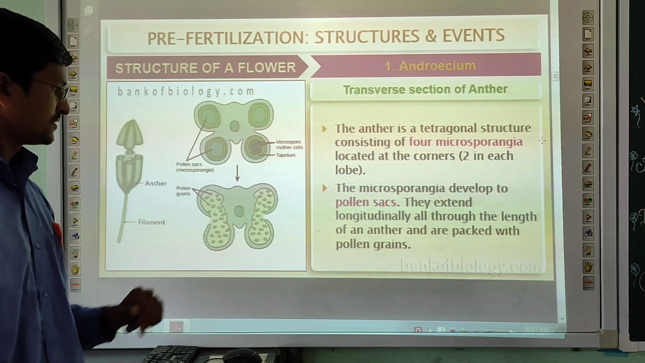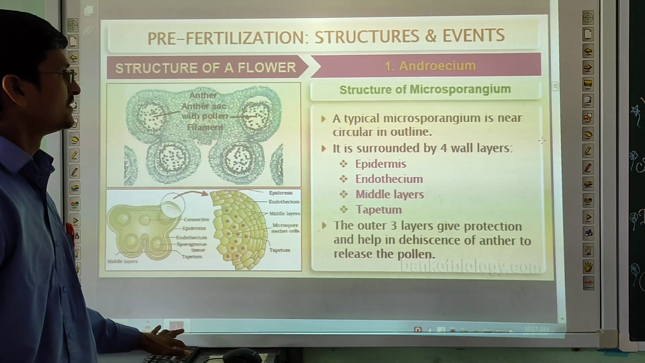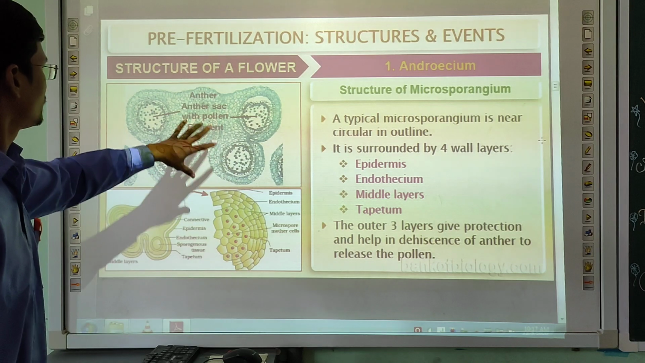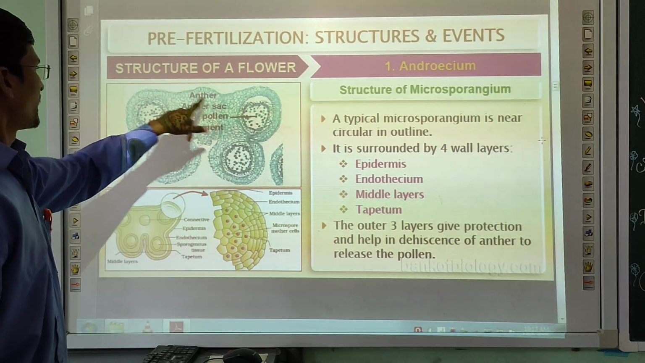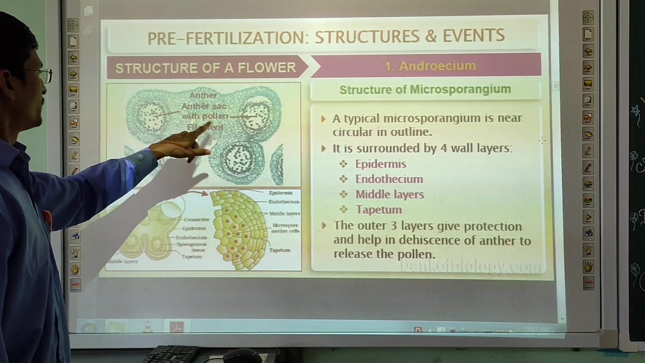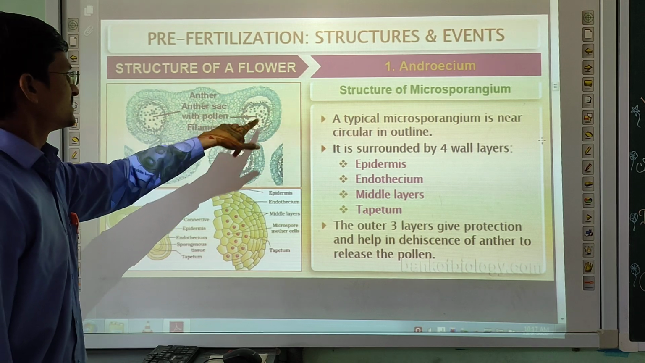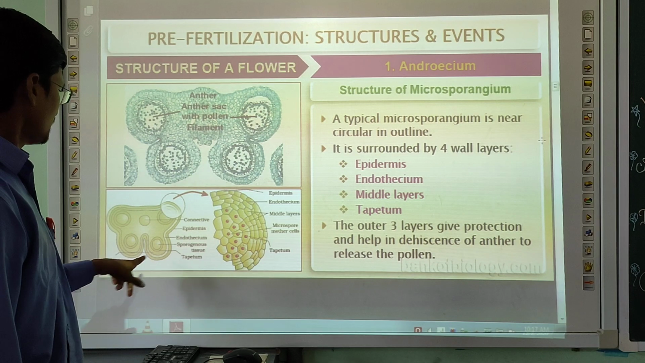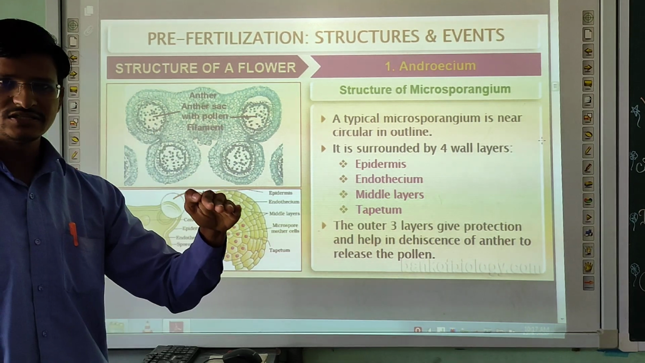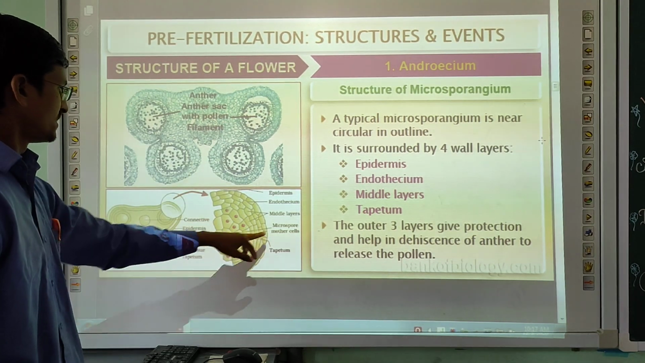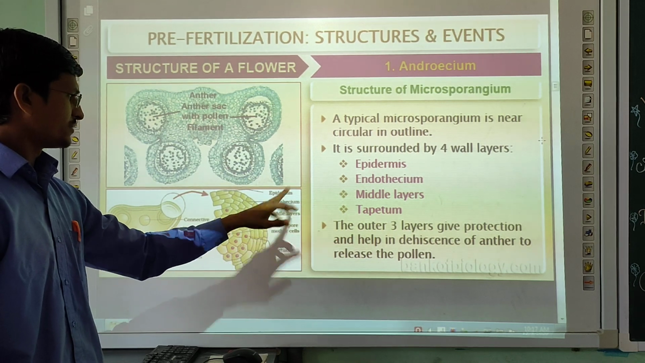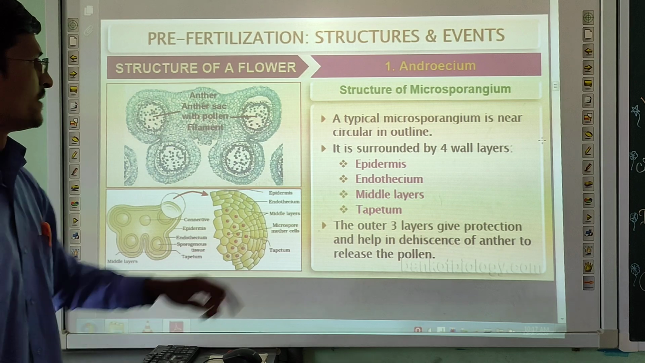So that you need to understand. The structure of the microsporangium is already there in the textbook. Here is the anther sac with the pollen filament. You can see the pointed part, and you can see the filament. This is a microscopic structure. This is the section, and you will see the microspore mother cells, the middle layers, and the androecium, all things you will see.